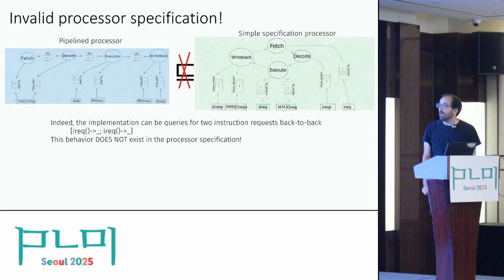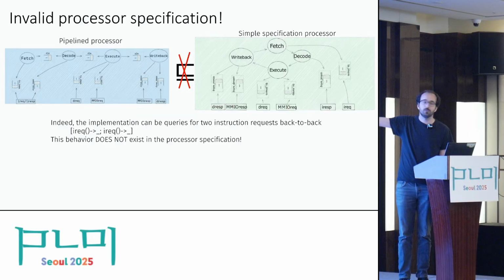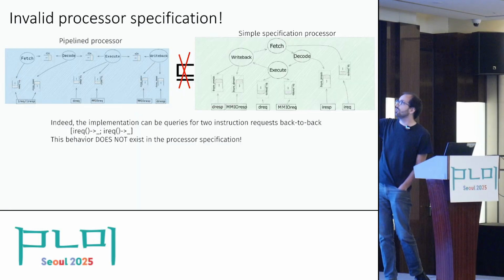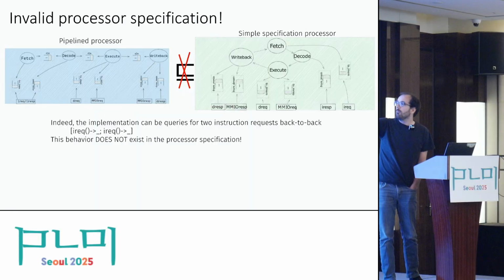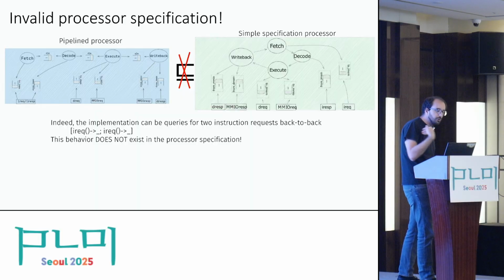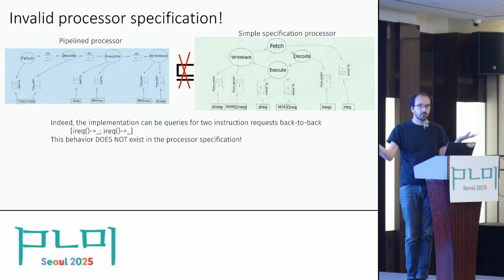Because the pipeline processor has actually many, many more behaviors than the simple specification that emits the loads and the stores one by one. Think of it like this. In the implementation, my processor might send two instruction requests back-to-back before it even gets a response. It speculates two instruction requests.